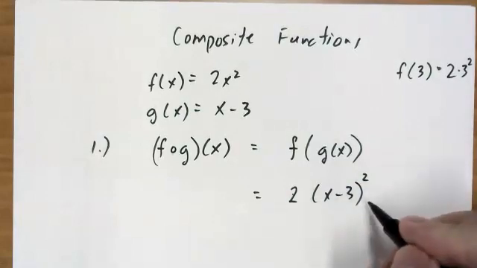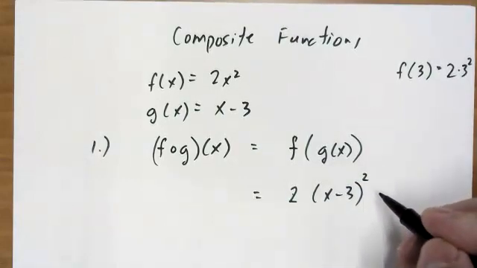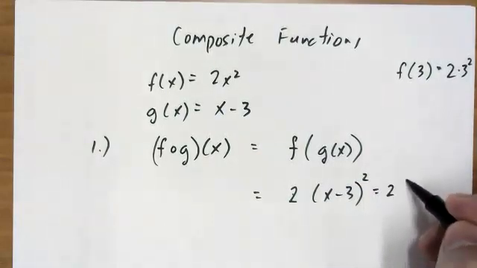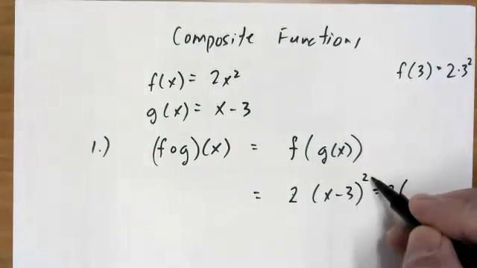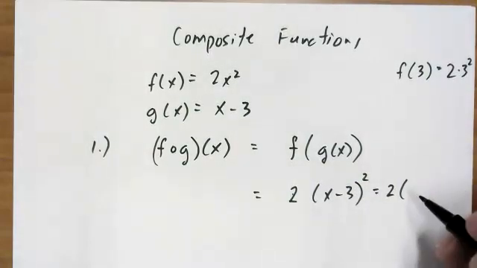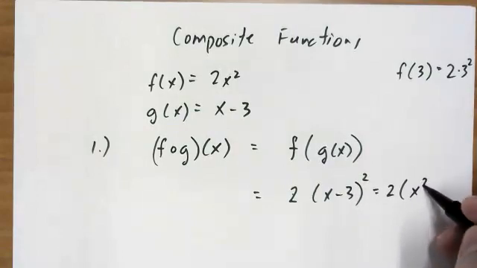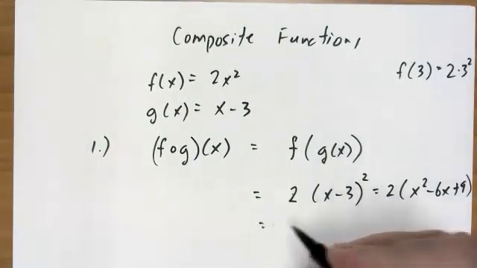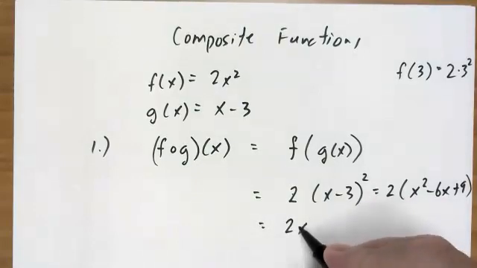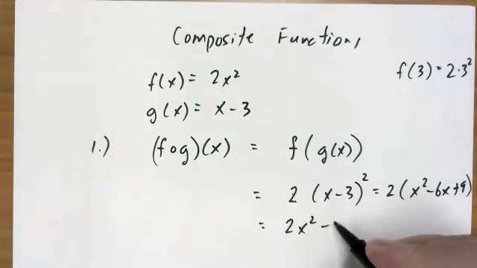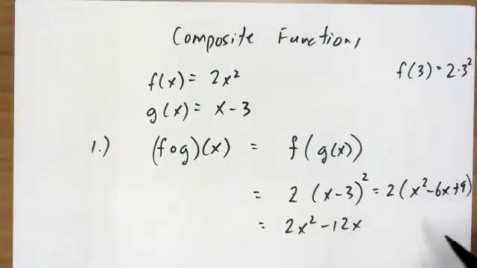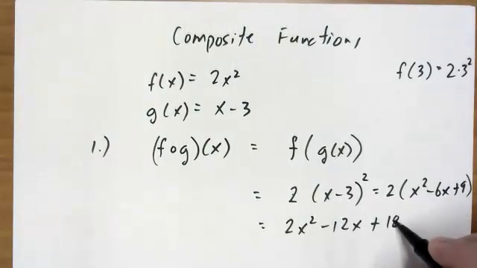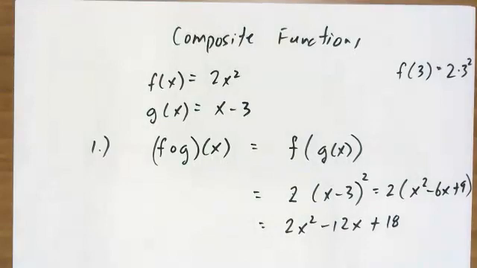Now, maybe when you do this kind of problem in the homework, they may want you to multiply it out. So x minus 3 squared is x minus 3 times x minus 3. And I believe, if I don't mess up, this is what you get. And if you multiply the 2 out, your final answer should be something like this.